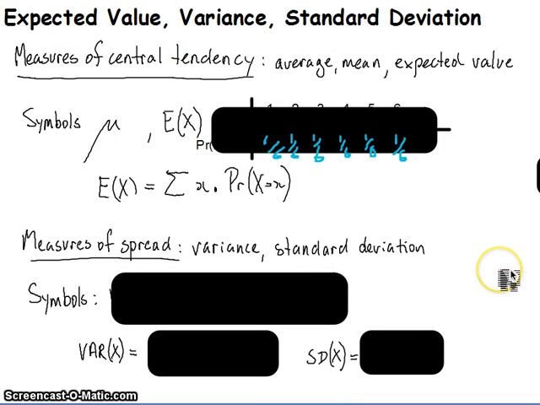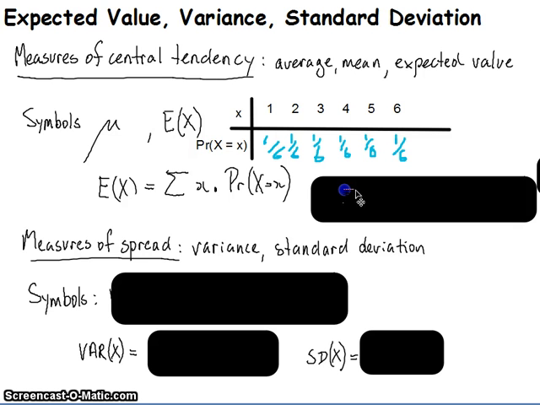Okay, now we're going to look at the expected value, variance and standard deviation next. The first is a measure of central tendency. You've probably come across these before when you've looked at the mean, median and mode in statistics. So we're going to be looking at the average, mean, or expected value. The symbols we use for this are mu and E of X, so capital E of X.